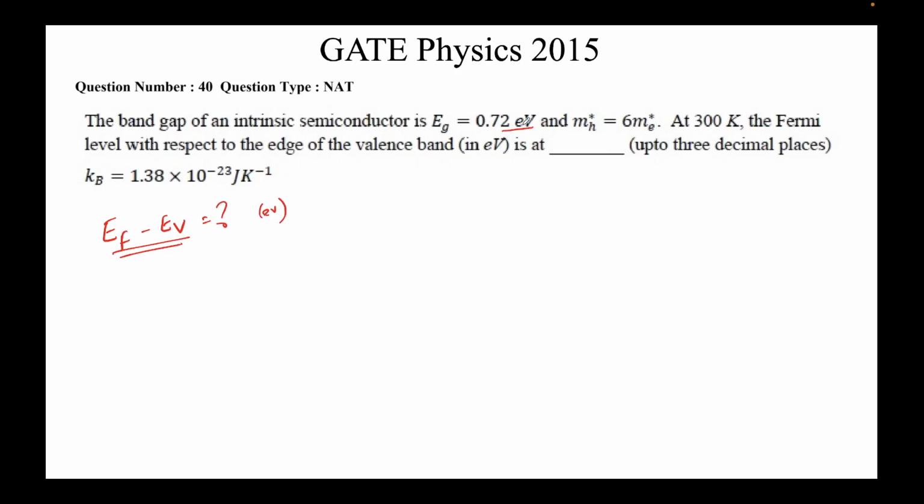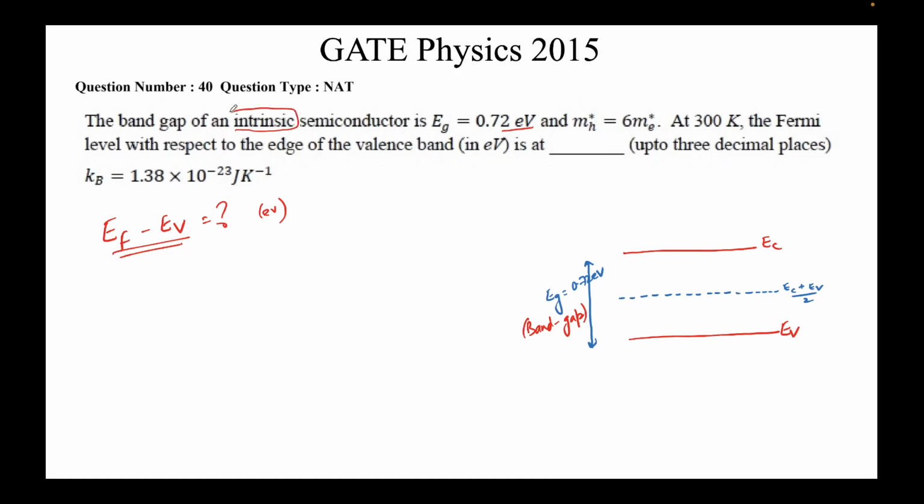Now, this is the typical band diagram that we are habituated to seeing. So on the top you have EC, bottom you have EV, and the gap between them is called band gap. This is what we know as EG, and this has been provided in the question. Note that this is an intrinsic semiconductor. Intrinsic semiconductor means there is no doping.